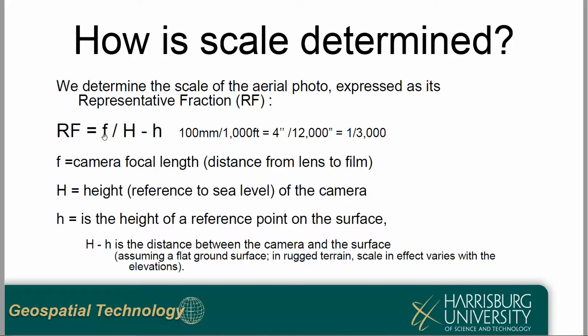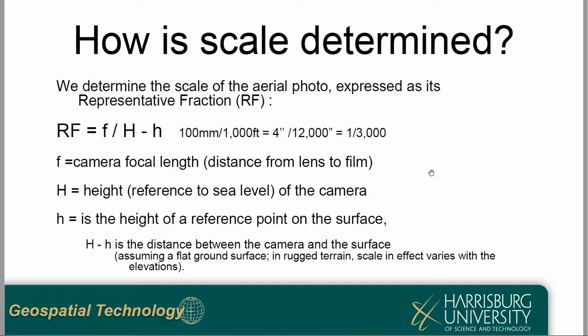So again, the focal length, and the height of the camera minus the height of the surface of the Earth that it's flying above. So this is essentially the distance from the camera to the ground divided by the focal length. And when you work that out, it gives you the scale of the photo. So depending on how high you're flying and what kind of camera you're using, your representative fractional scale will be different.